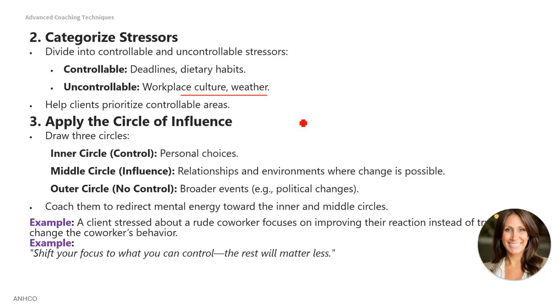Number 3, apply the circle of influence. Draw 3 circles: the inner circle, which is control, the middle circle, which is influence, and the outer circle, which is no control. Let's look at the inner circle. This is about personal choices. The middle circle: relationships and environments where change is possible. And the outer circle is broader events like political changes. Coach them to redirect mental energy towards the inner and middle circles. For example, a client stressed out about a rude coworker focuses on proving their reaction instead of trying to change the actual coworker's behavior because they don't have control of it. Shift your focus to what you can control. The rest will matter less.